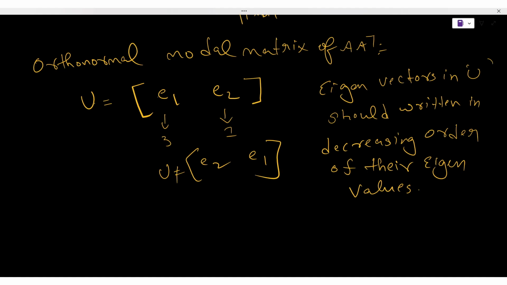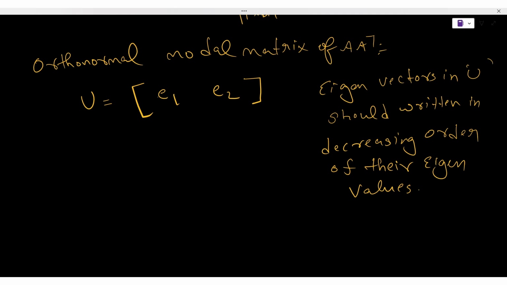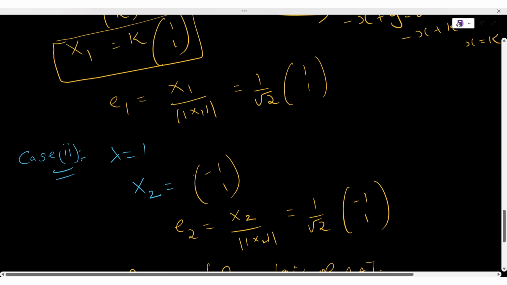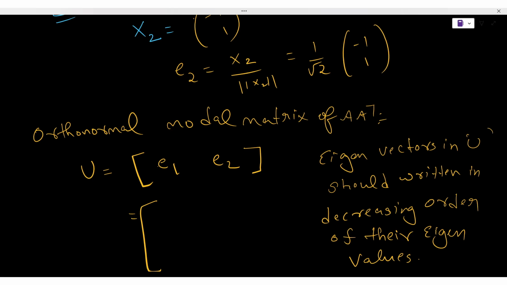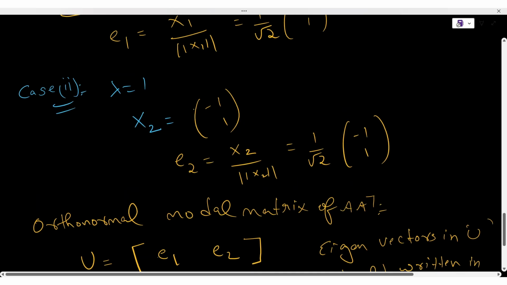This is not possible. Remember that eigenvectors corresponding to largest eigenvalue should be written in the first column, then followed by next largest vector corresponding to next largest eigenvalue. So we have to write like this. What is E1 here? E1 is 1. So I'm writing the model matrix. I'm taking 1 by root 2 common. You will get 1 1 minus 1 1.